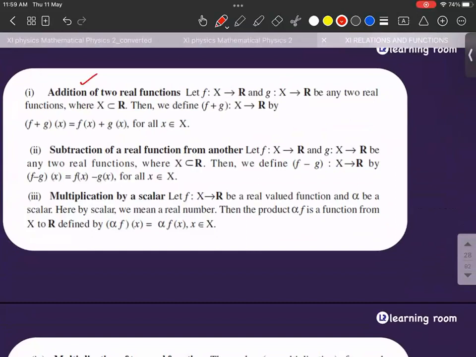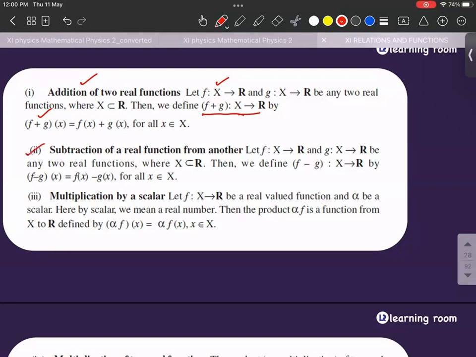So when I talk about addition of two real functions, f is a function mapped from some domain X to the codomain R, and g is a function mapped from X to R, both real functions, where X is a subset of R. When will it be a real function? When the domain of the function is a subset of the real numbers. Then f plus g will also be a function. Listen to this carefully. f plus g will also be a function defined from the same domain to the same codomain, given by (f plus g)(x), or you can write it as f(x) plus g(x). Basically, what you're doing is you're adding.